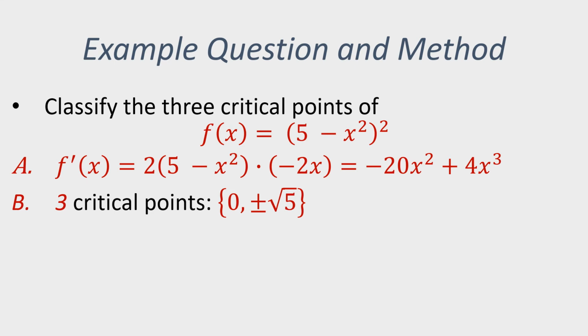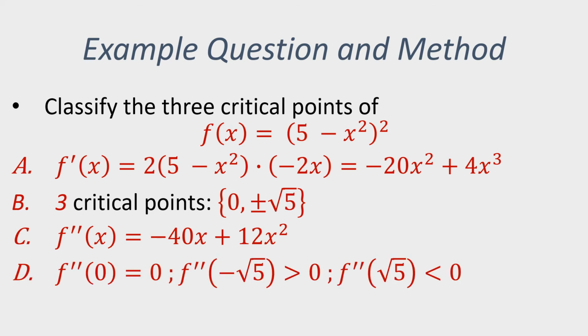How do we analyze those? We find the second derivative, so we differentiate this function, and we get minus 40x plus 3 times 4, which is 12x squared. We evaluate the second derivative at each of the critical points, and we find when we evaluate it at 0, we get the outcome 0.